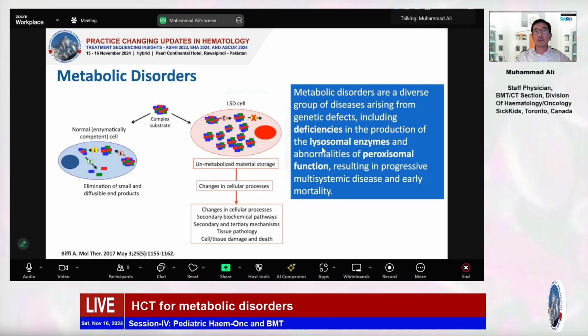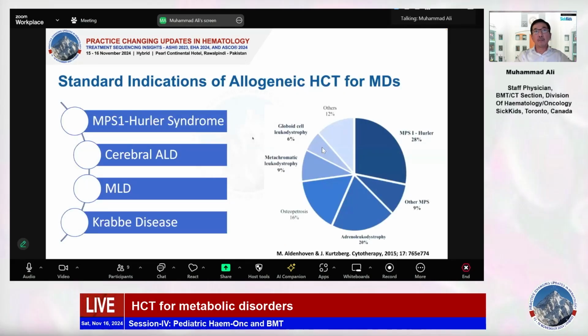Once it's successful, it will be providing enzyme permanently for the patient. So the common or standard indications of allogeneic transplant in the metabolic diseases are these four. Hurler syndrome, or mucopolysaccharidosis type 1, where there's a complete absence of the underlying enzyme.